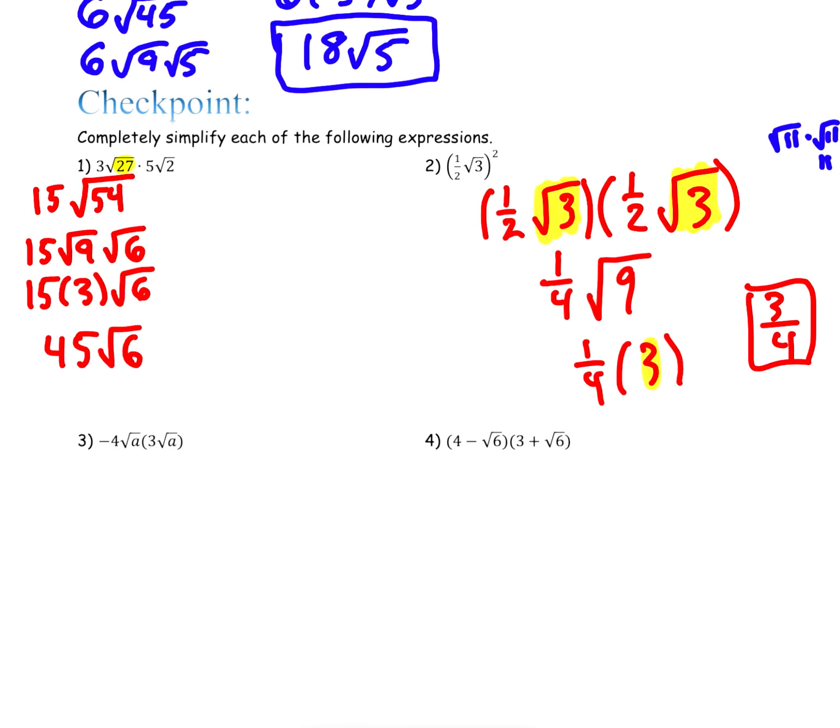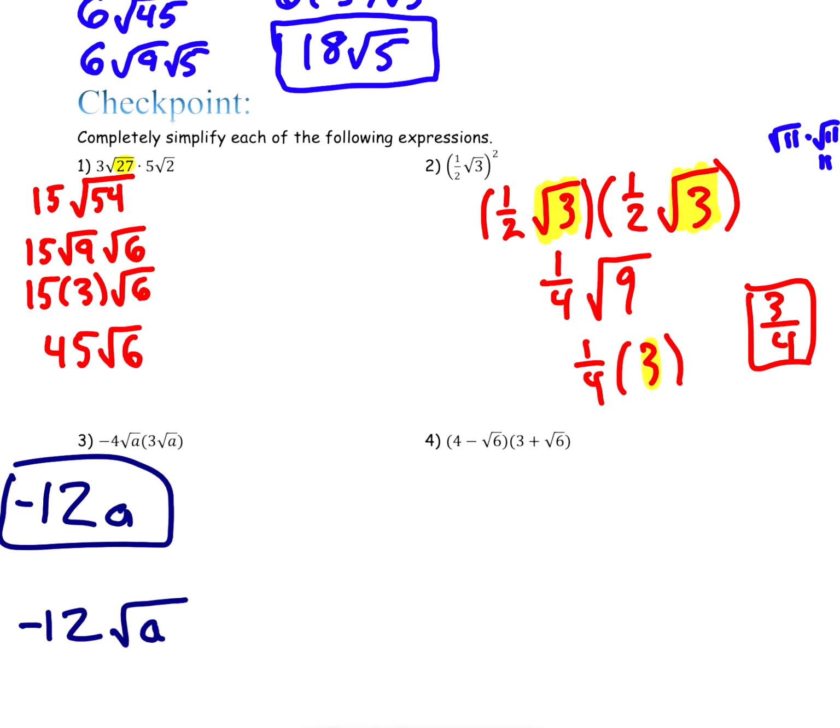So number 3, same thing. Coefficient times coefficient, -4 times 3 would be -12. And then if you want to use the rule we just did, radical a times radical a is just going to be a. And I'll show you the work for that. So that would be -12. If you did it the other way, a times a would be a squared. And then the square root of a squared is a. So that'd be -12a. Same thing.